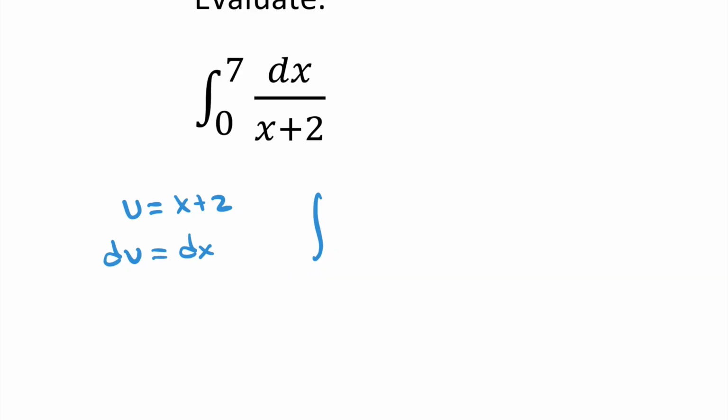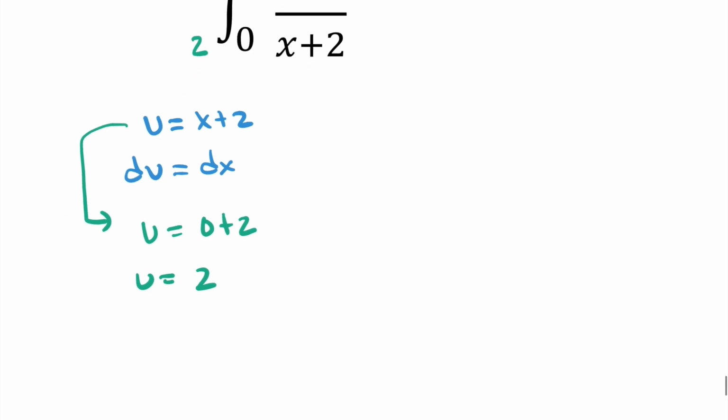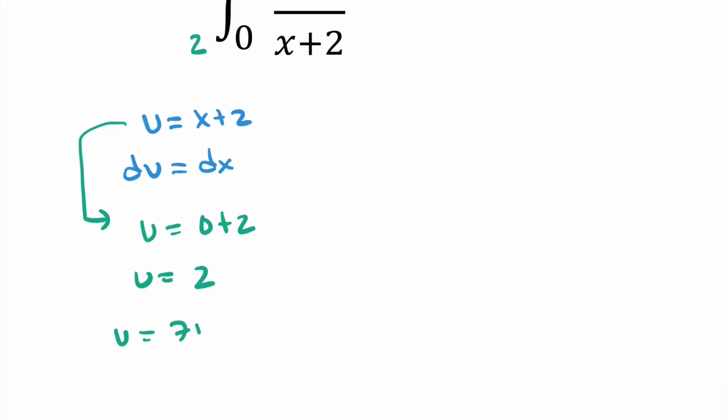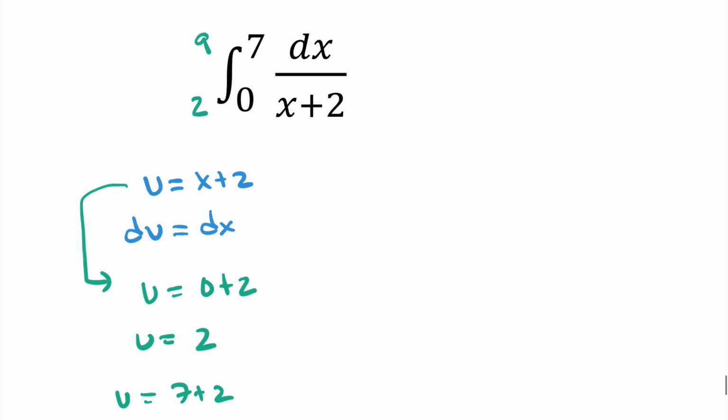Before I even do that, I'm going to say u equals 0 plus 2, so u is equal to 2. So now my lower limit is a 2. So u equals 7 plus 2, so u equals 9. Now my upper limit's 9. So I'm changing my 0 and 7 to 2 and 9.